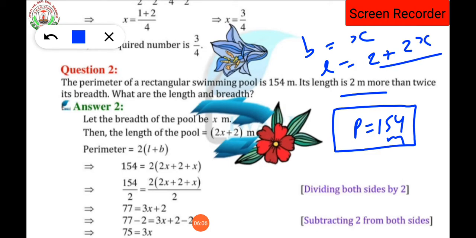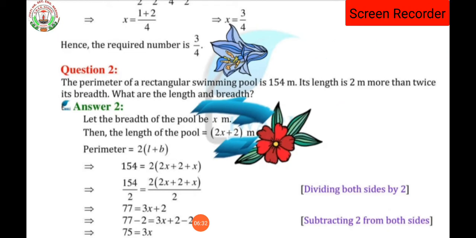So if we consider the breadth as x, then according to the question the length of the pool will be 2 more. 2 more means 2 plus, more means addition, so 2 plus twice the breadth. Twice means 2 into x. As x is the breadth, 2 plus 2x will be the length of the pool. Clear everyone? Now what we have to do, students? We have to solve this equation.